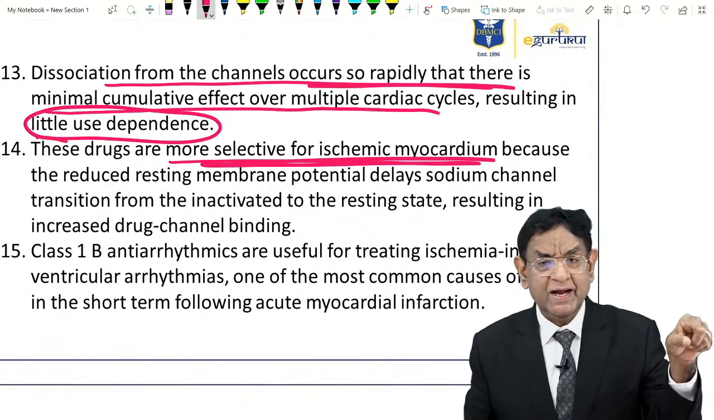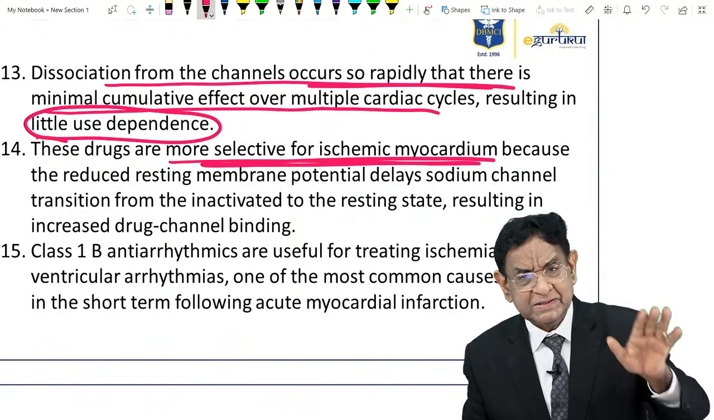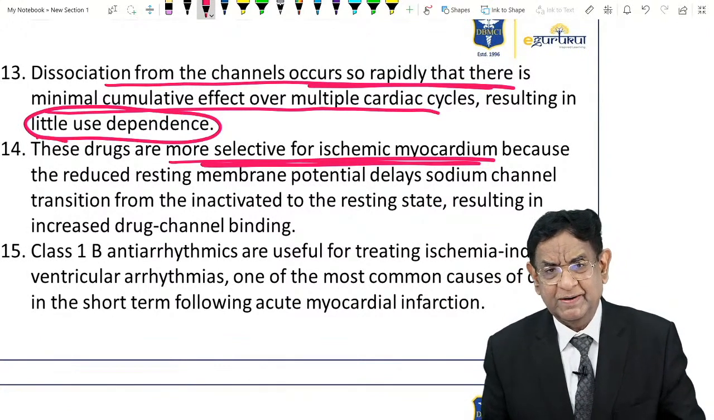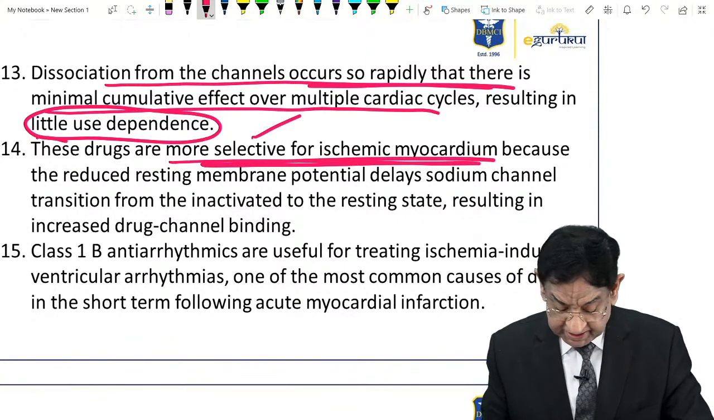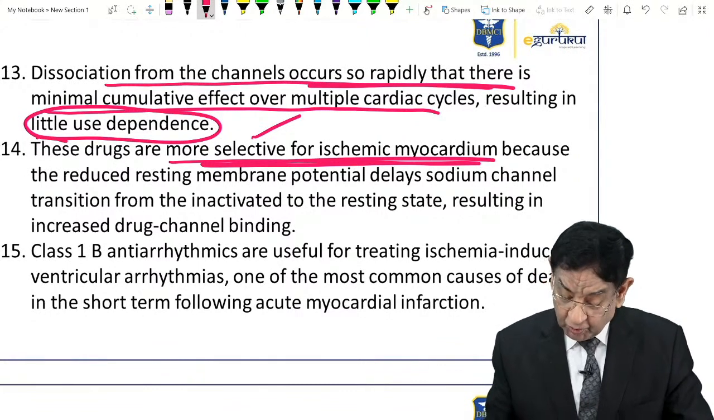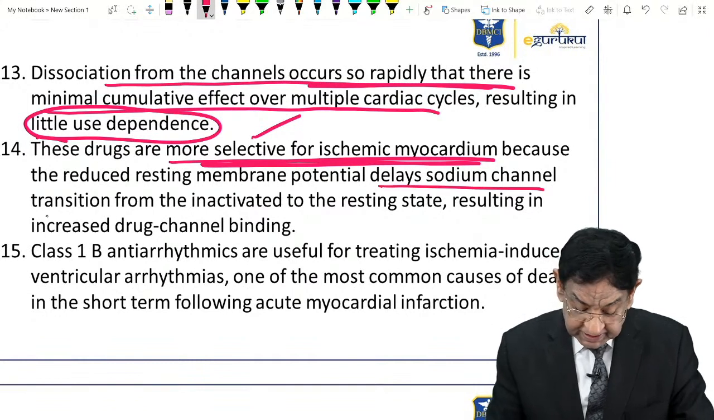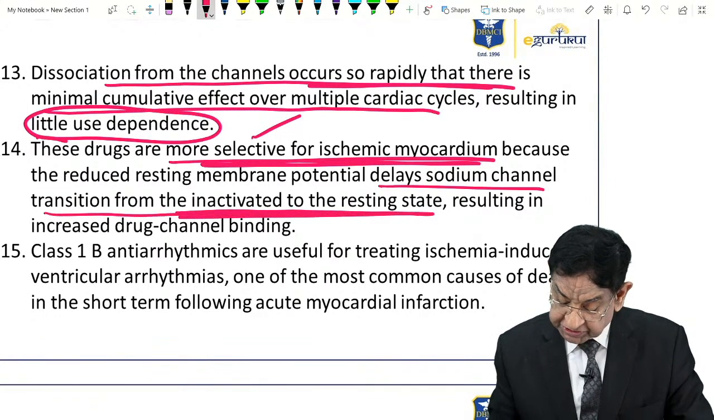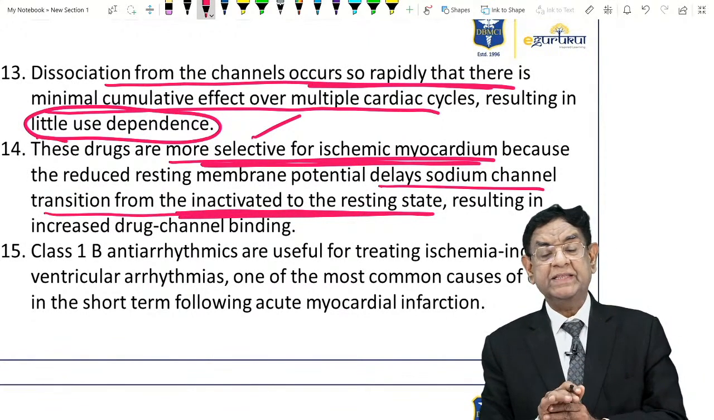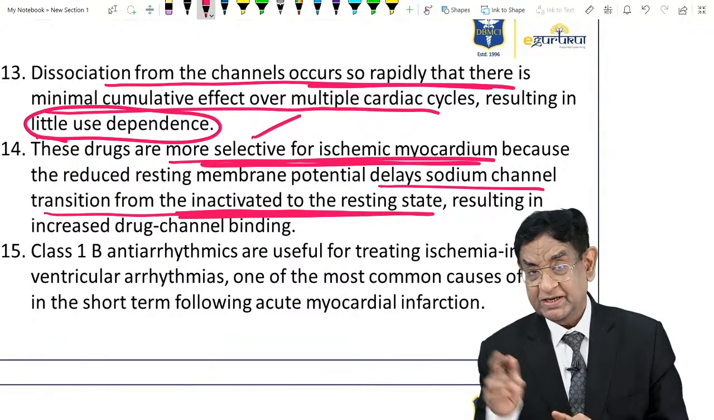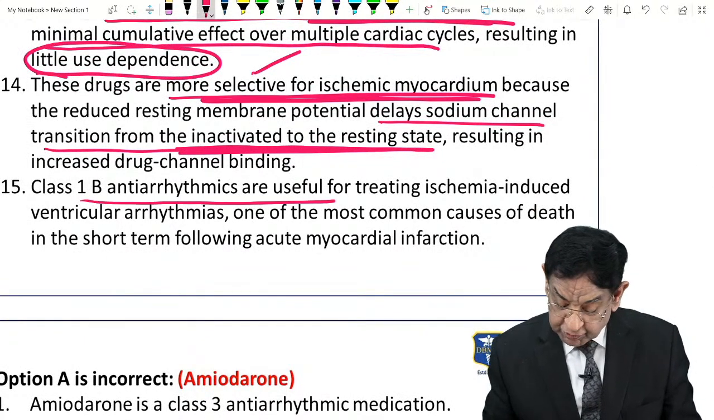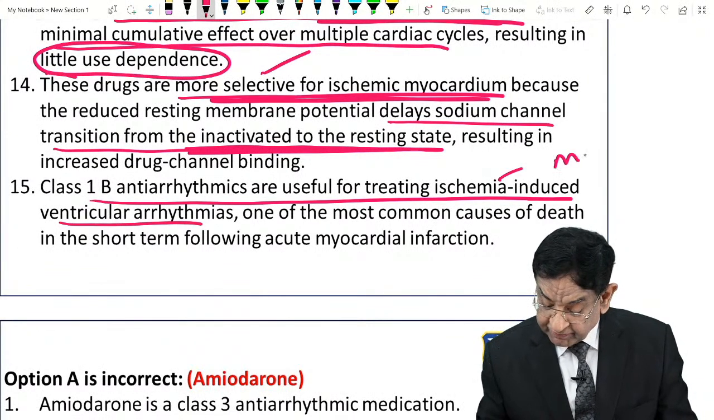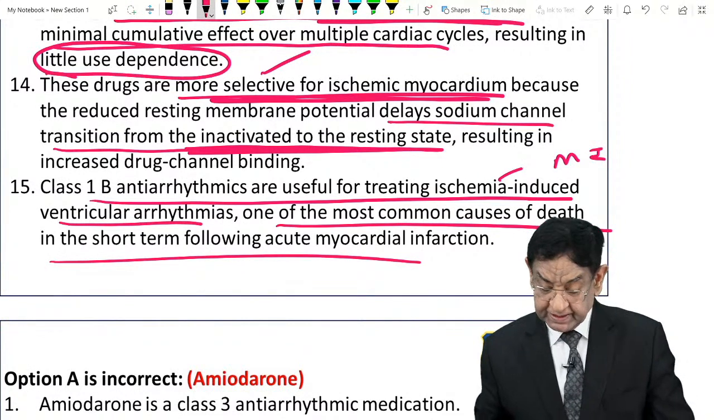In contrast, flecainide suppresses too much, which we don't want. Flecainide was contraindicated in ischemic heart disease, and these are class 1B. They are very effective for ischemic myocardium. Why? Because they delay sodium channel transition from the inactivated to the resting state. So that's why they are a very good drug to be used in ischemic heart disease. Flecainide is not. So friends, class 1B drugs are useful for treating ischemic induced ventricular arrhythmia like in myocardial infarction, which is the most common cause of death after MI.